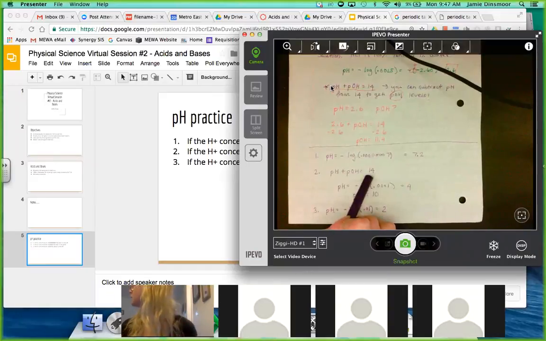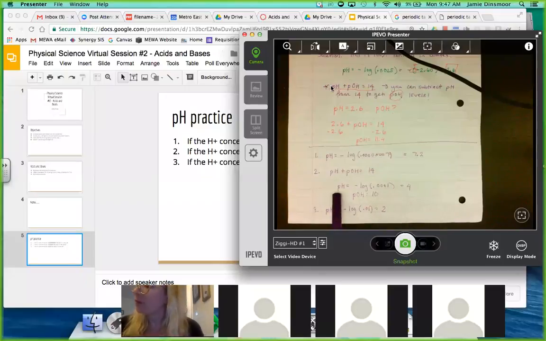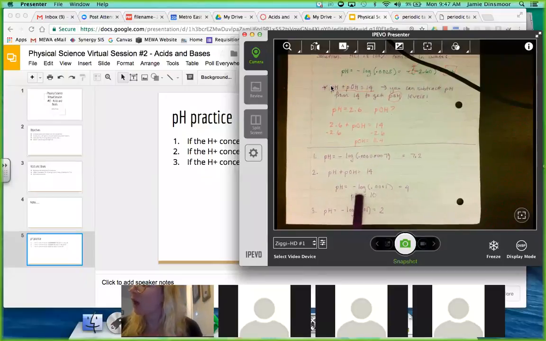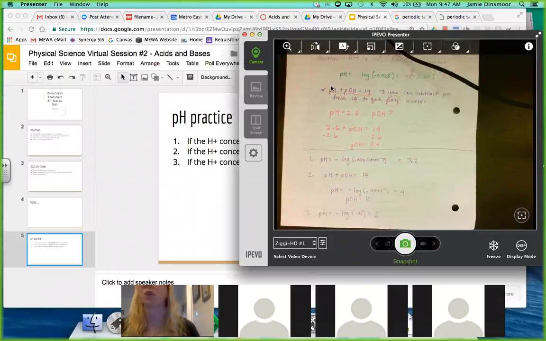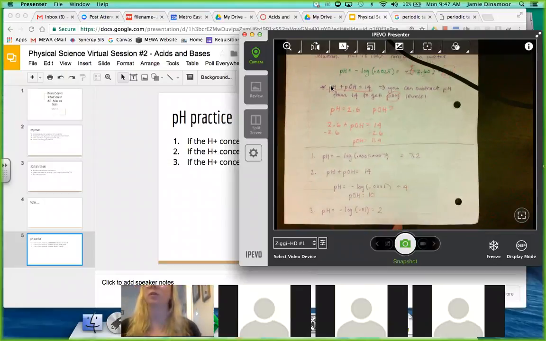Kendrick, relax. So first I found the pH, the negative log of 0.000001, which is 6. So then I just plugged in 6 for the pH, which means you subtract 6 from 14, and you get 8 as the pOH. Okay, and then the last one, you probably saw the answer already, but hopefully you got 2.